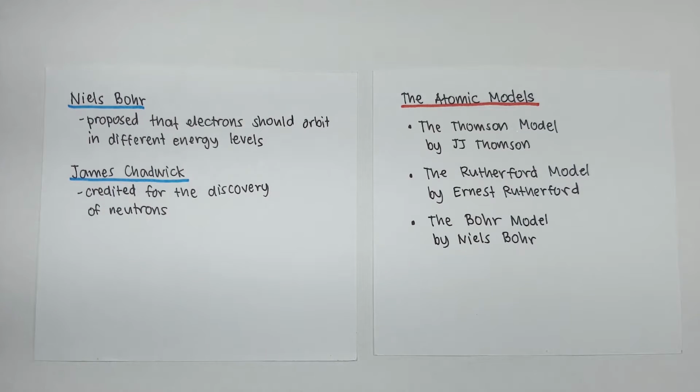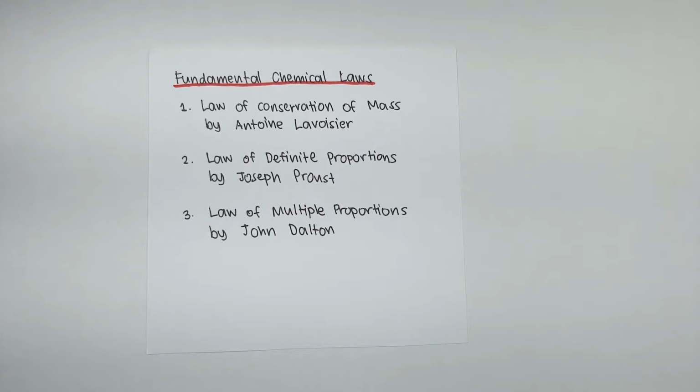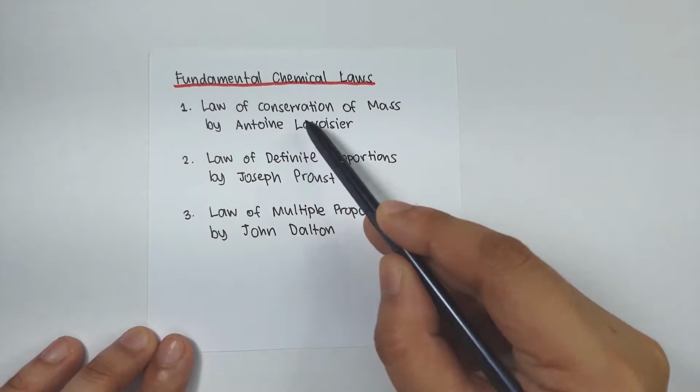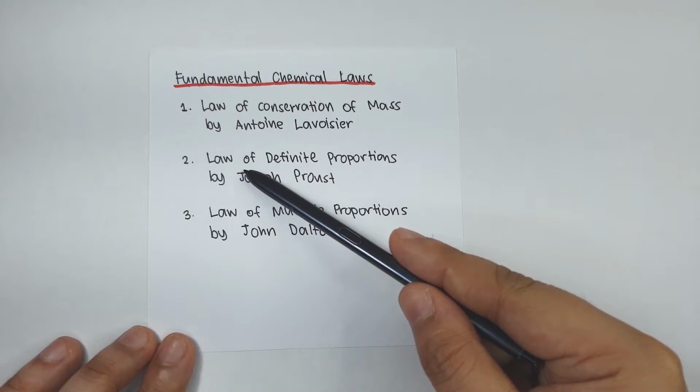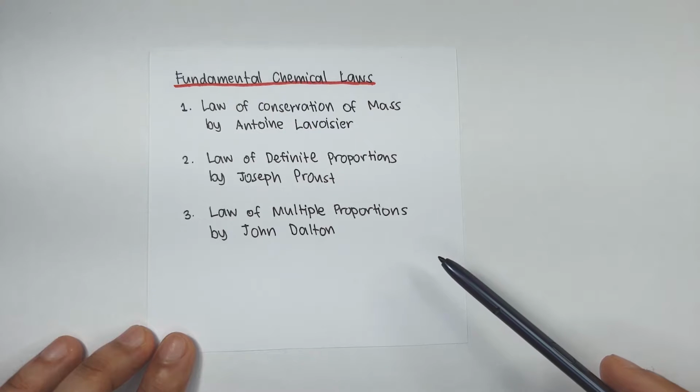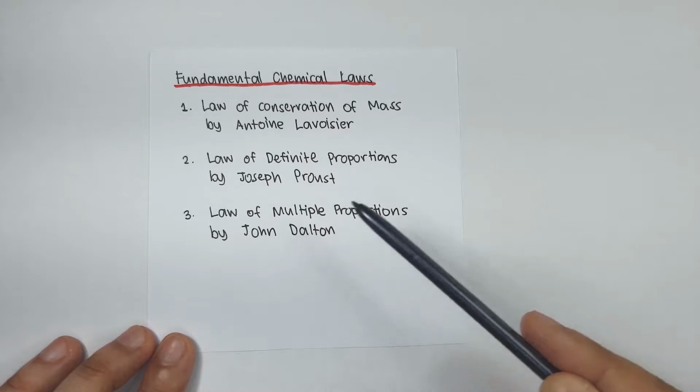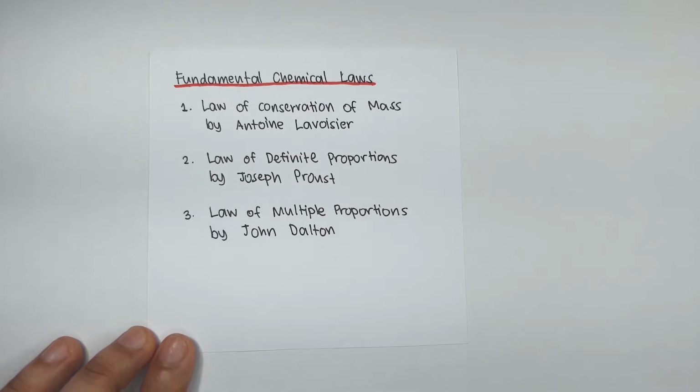So the next topic that we will discuss are the 3 fundamental chemical laws. So now let's talk about the fundamental chemical laws. The 3 laws are: number 1, law of conservation of mass by Antoine Lavoisier. Number 2, law of definite proportions by Joseph Proust. And number 3 is the law of multiple proportions by John Dalton.